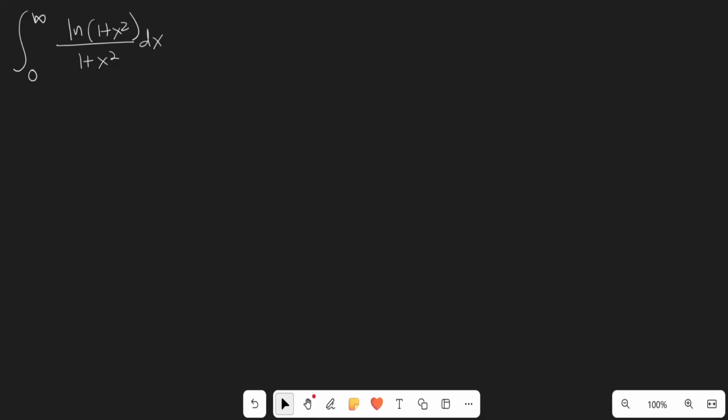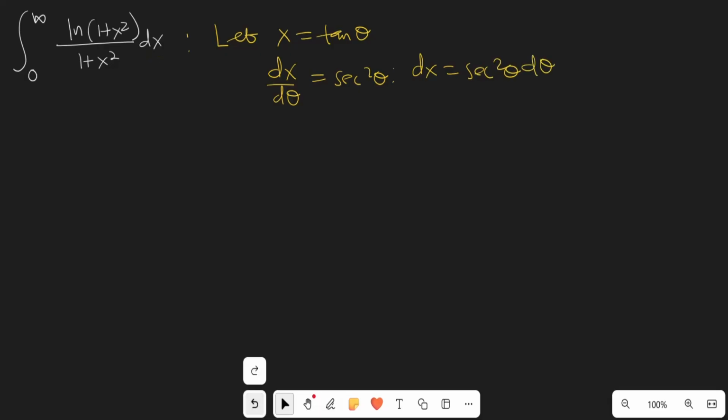So let's dive right into this. We can first start off by doing a very simple trick step. You can let x be equal to tan theta. So dx d theta is equal to secant squared theta. That implies dx is equal to secant squared theta d theta. It means wherever you see dx in our integral, we plug in secant squared theta d theta.